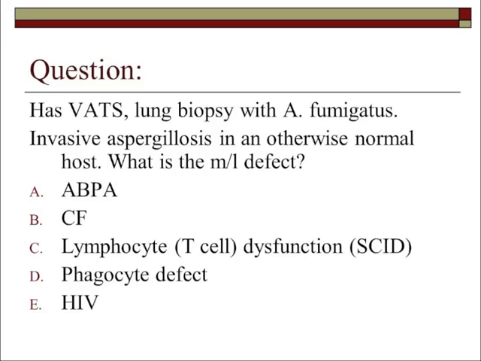So who gets invasive Aspergillus other than normal patients? Not usually normal patients. Who gets it? Neutropenic patients. So which one is a neutrophil? Right, phagocytes. So that's a neutrophil. That's in the group of neutrophils. So it'll be D is the answer. It's myelocytes, but it's in the group of phagocyte disorders, right?